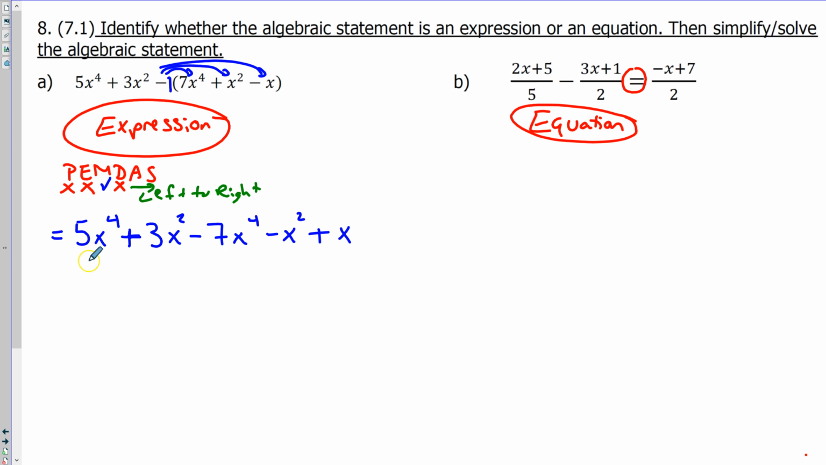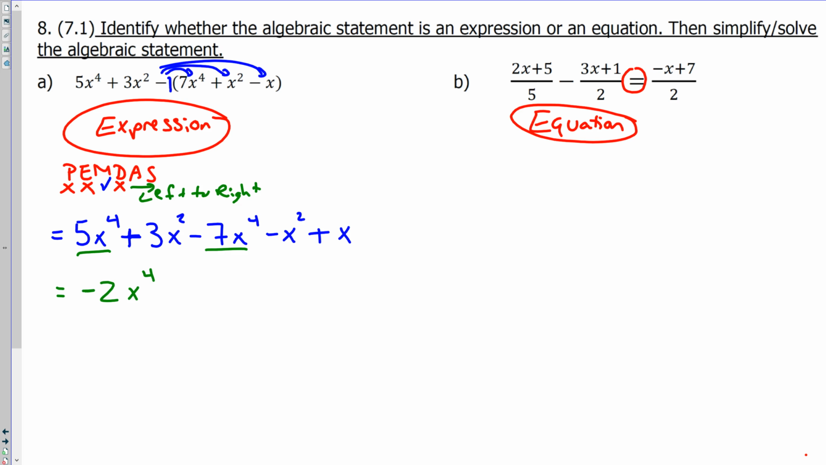So that means values that have x with the same power. So I have x to the 4th here and a -7 x to the 4th there. So I can do 5 minus 7, that's -2 for the x to the 4th.